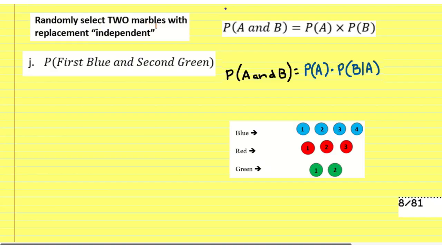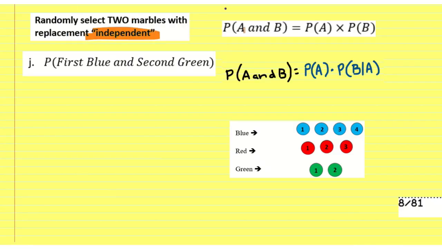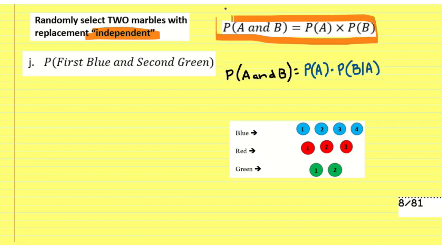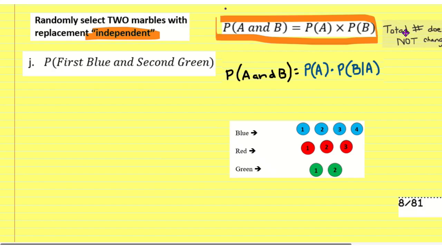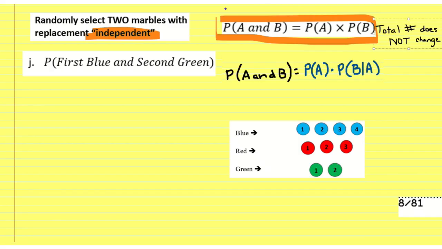Okay, so our next problem is still about the independent scenario. The independent scenario uses this version of the formula. The probability of A and B is equal to the probability of the first thing times the probability of the second thing, which means that the total number does not change. The second probability is unaffected by the first probability. The second event is completely independent of the first event.